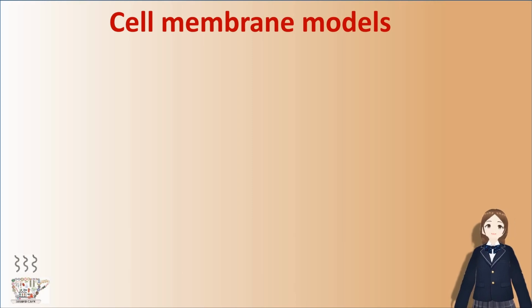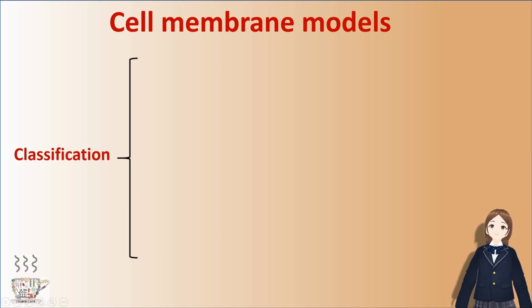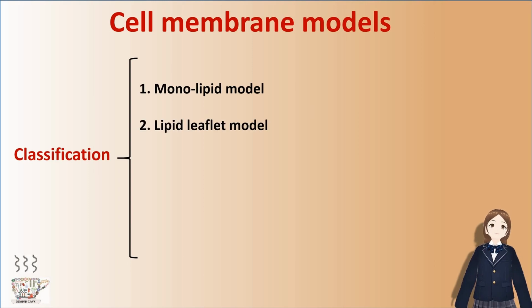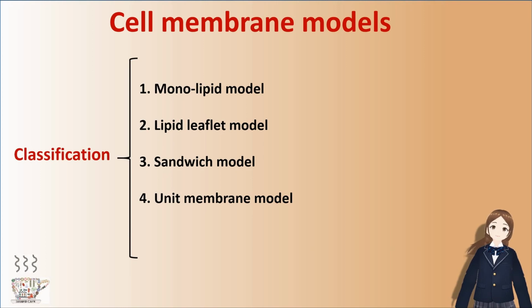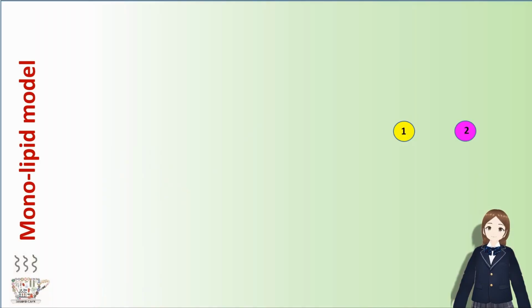Okay, now I want to speak about cell membrane models. At least there are 5 cell membrane models: monolipid model, lipid leaflet model, sandwich model, unit membrane model, and fluid mosaic model. The first model is the monolipid model.